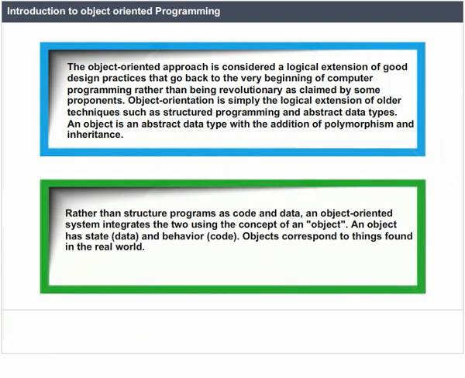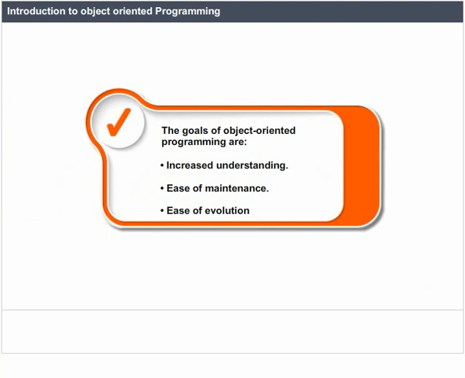Rather than structure programs as code and data, an object-oriented system integrates the two using the concept of an object. An object has state, data, and behavior, code. Objects correspond to things found in the real world. The goals of object-oriented programming are increased understanding, ease of maintenance, and ease of evolution.